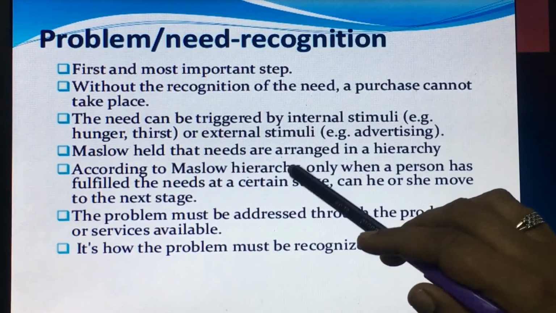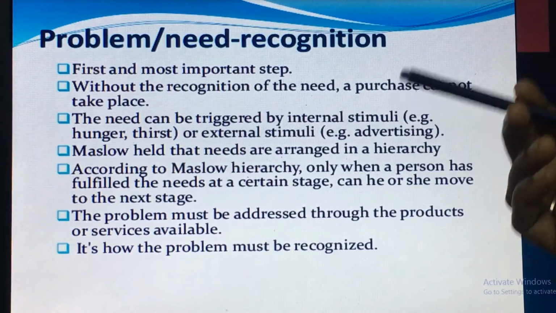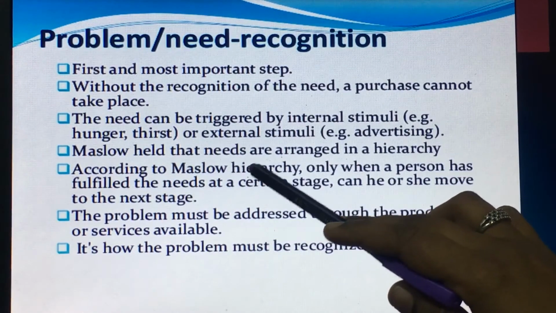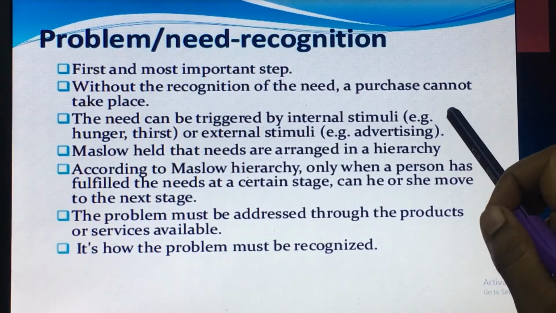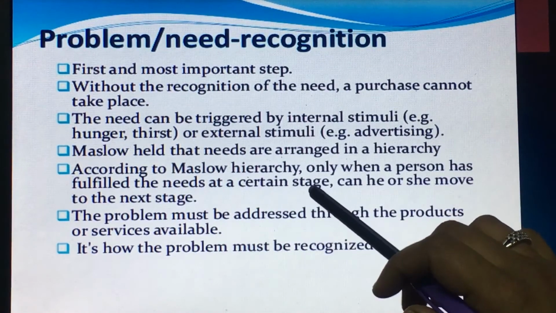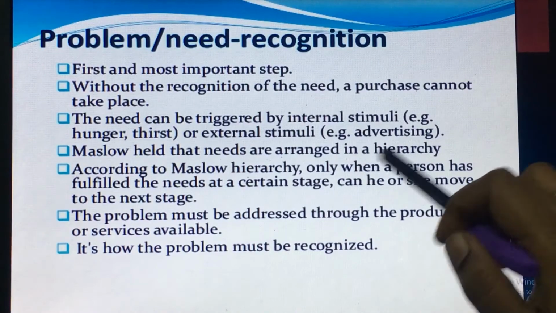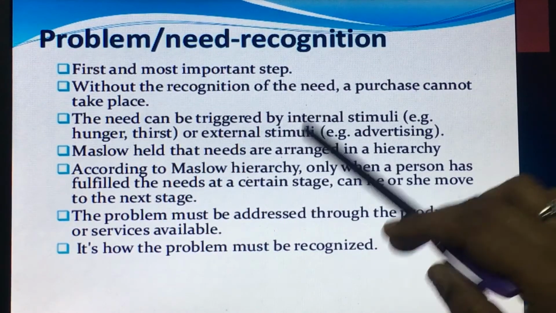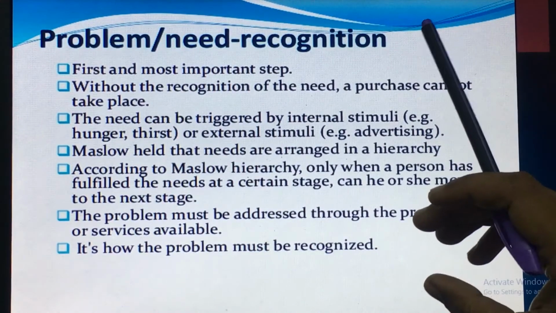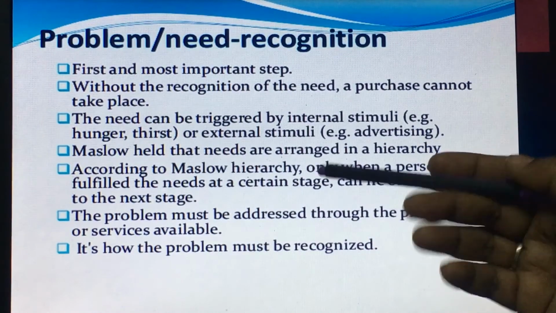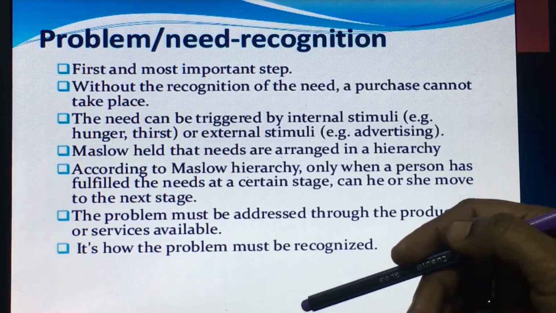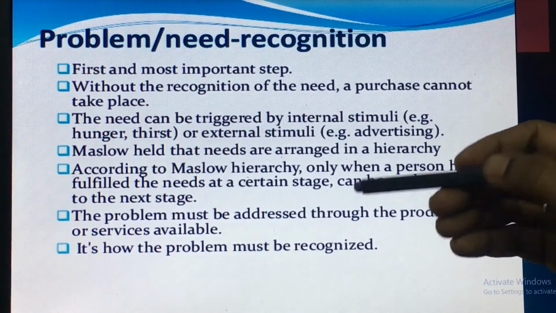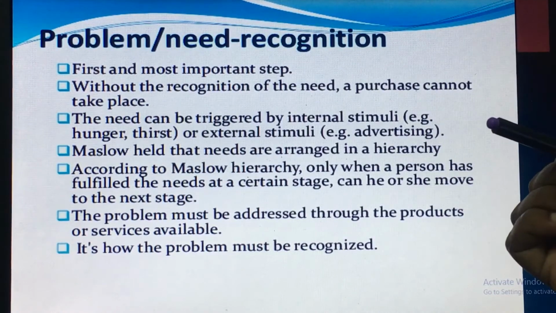In Maslow's theory also we have seen that there is a hierarchy of needs. Maslow held that needs are arranged in a hierarchy. According to Maslow's hierarchy, only when a person has fulfilled the need at a certain stage can he or she move to the next stage. As we have seen in Maslow's hierarchy, the first stage is physiological need, then safety need, then social need, then self-esteem need, and the last is self-actualization need.